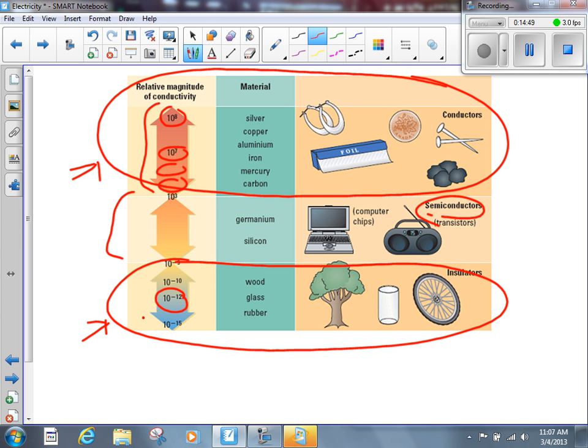You don't need to remember any of these numbers, nor do you need to remember even the materials, other than metals tend to be good conductors, and things like glass and wood and rubber tend to be not so good conductors, or good insulators.